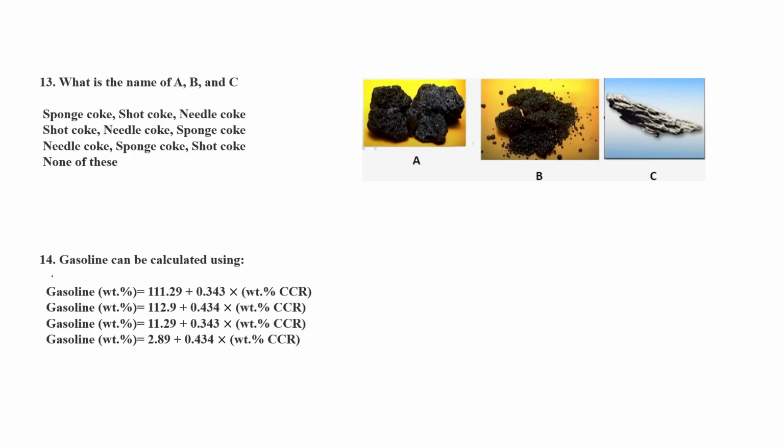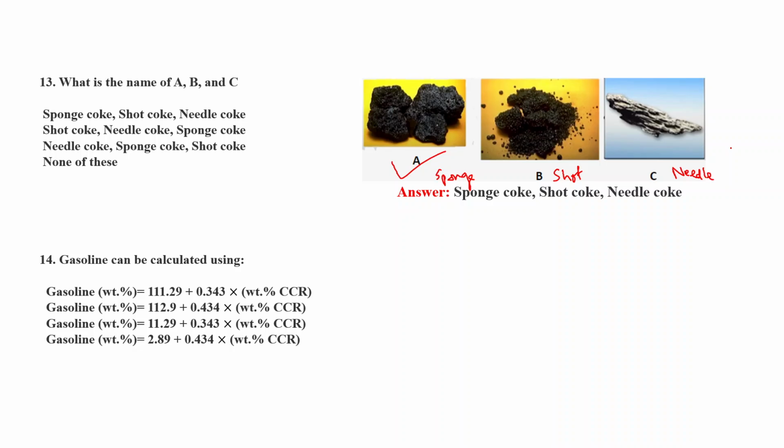The next question: what is the name of A, B, C? These are different types of coke. This one is the sponge coke, this is the shot coke, and this is needle coke.